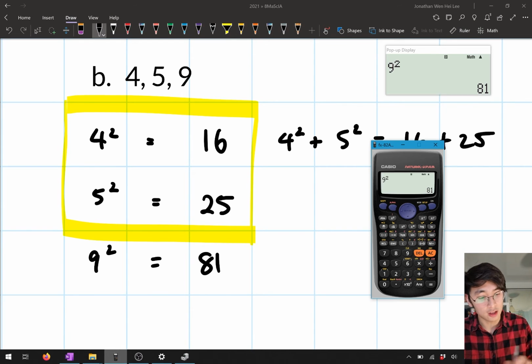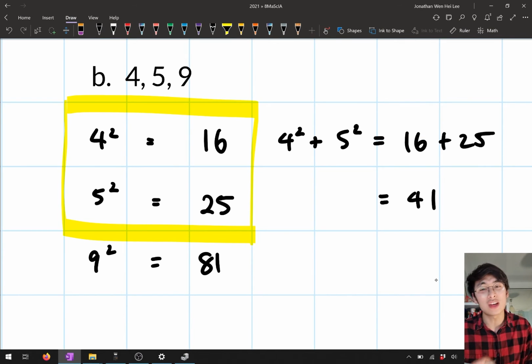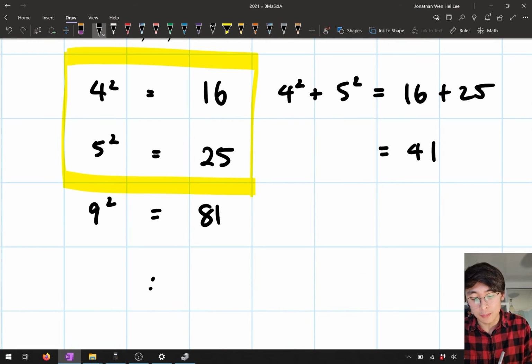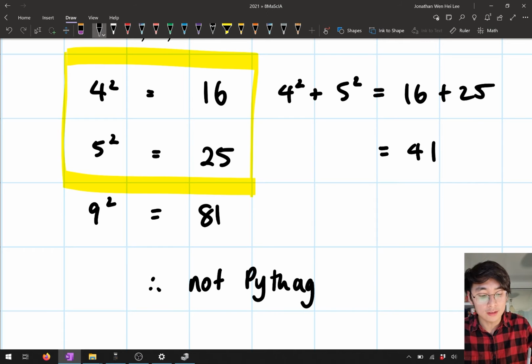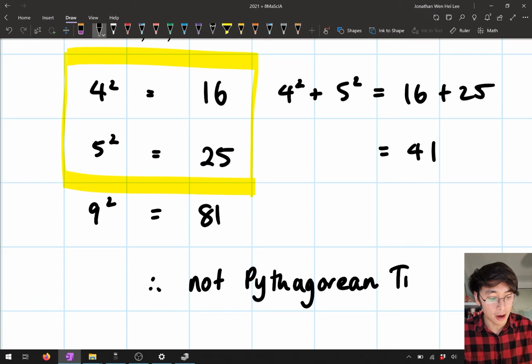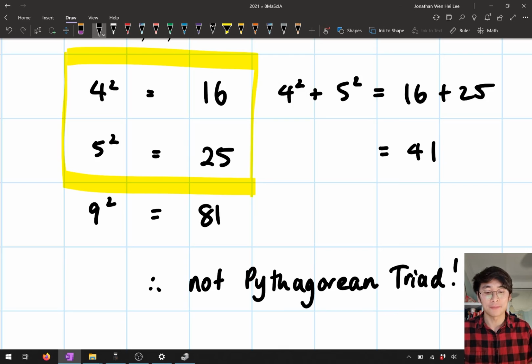So let's just chuck that in a calculator. Check. 16 plus 25 is equal to 41. And if you have a look, that's not equal to 9 squared. This tells me that this is not a Pythagorean triad. Because it doesn't fulfill Pythagoras' theorem, it is not an example of a Pythagorean triad.